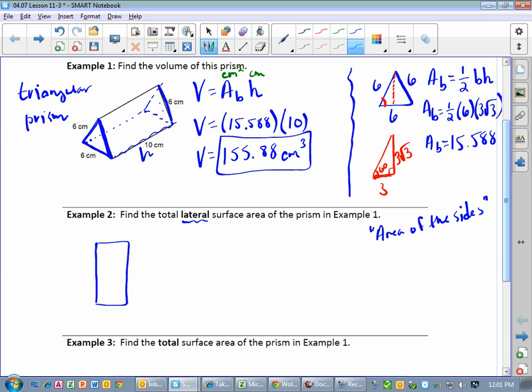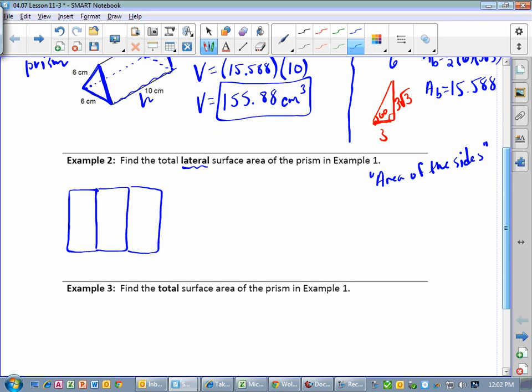And then if I unfold this, I would have another rectangle over here to the right, and then a third rectangle over here to the left. And then I'd have the triangles. But we're looking for the lateral, so I'm going to leave the bases off. Okay. So whenever I draw my net, I'm going to actually leave the bases off.